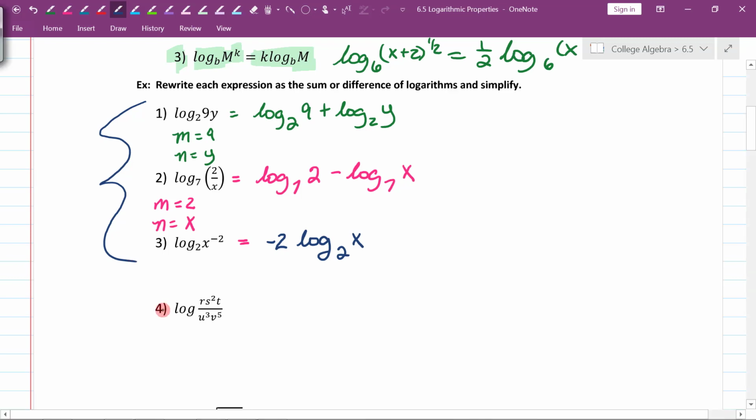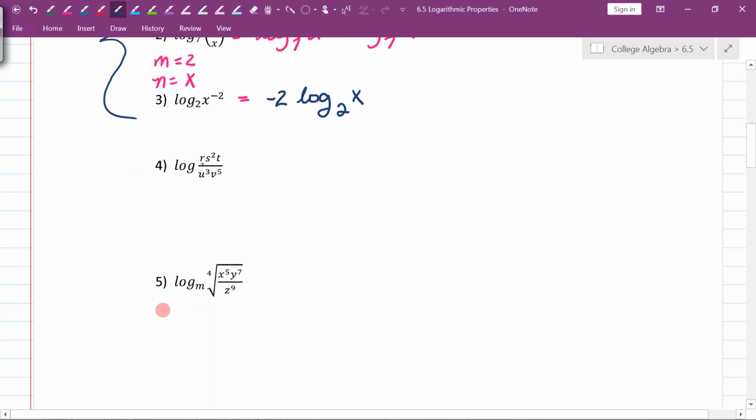Let's look at problem 4. This one here, we're going to be combining different techniques. You're going to notice that we have several factors in the numerator, several factors in the denominator, and then we have a division here. The first thing you really want to do is take care of this division. So we're going to go log, and we don't have a base, so it's base 10, so we don't have to write anything down, of RS squared T. That's the numerator right here. Subtract our denominator. It's going to be log U cubed V5. That was step number 1.